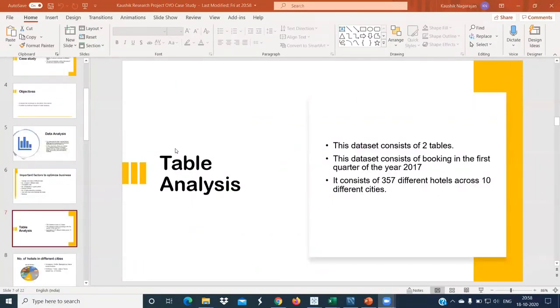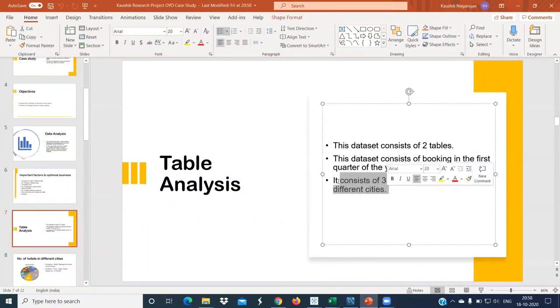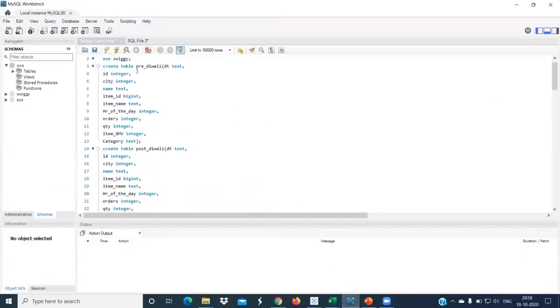Moving on to table analysis. This dataset consists of two tables. This dataset consists of bookings from the first quarter of the year 2017, that is bookings from January 2017 to March 2017. It consists of 357 different hotels across 10 cities. So how this line was obtained is, it was obtained by running two SQL queries, which I'll demonstrate here.